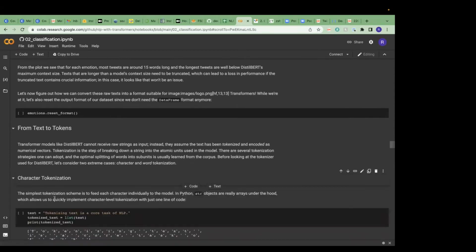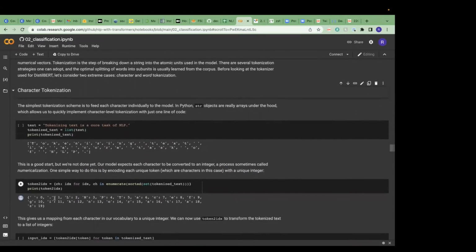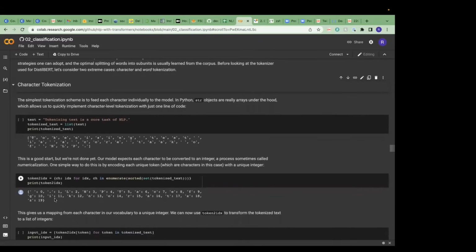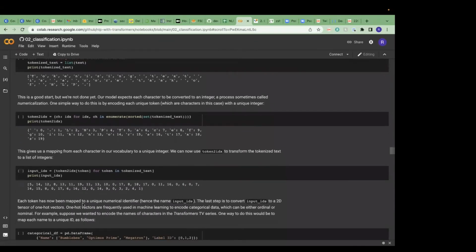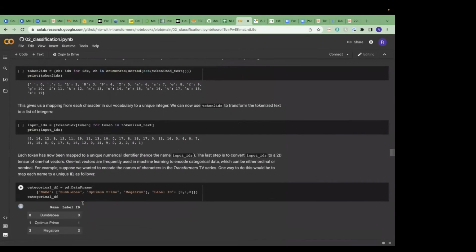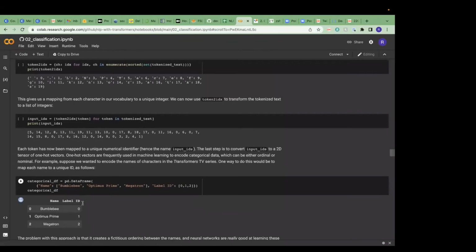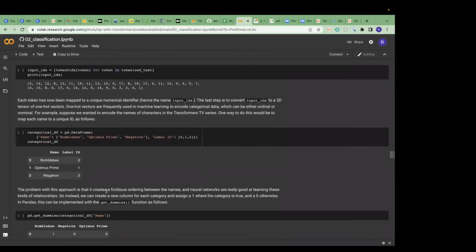So one example would be character tokenization. This is splitting up your text by character, giving each character a label, and then transforming the label into a one-hot vector that you can feed into a network.